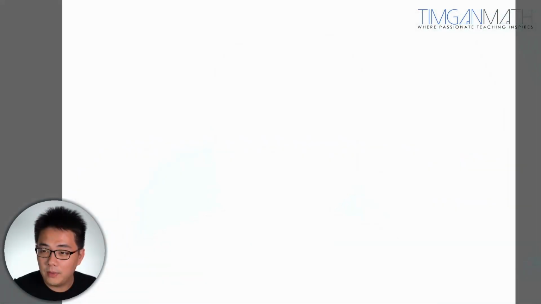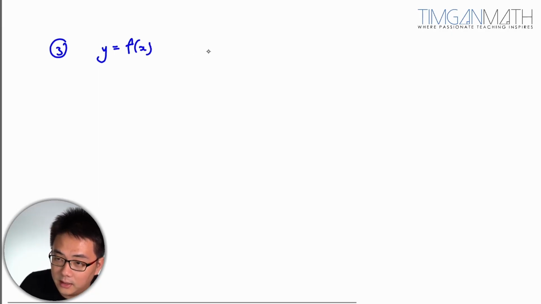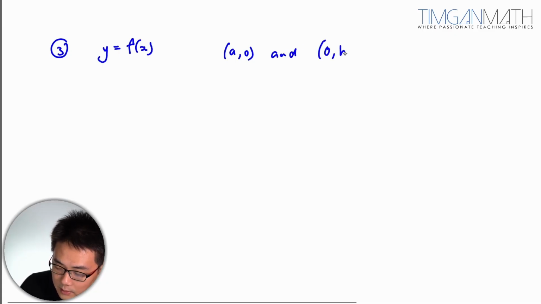Hi students, let's look at this question here, which was taken from the year 2017, H2 Math Paper 2, question 3. So let's see how we can do this question here proficiently. For this question, you're given that y equals f(x), and it cuts the axis at (a, 0) and (0, b). You're told that f inverse exists.